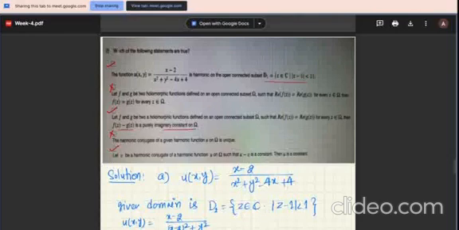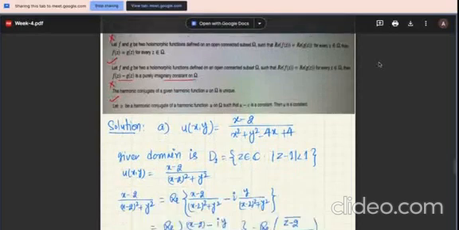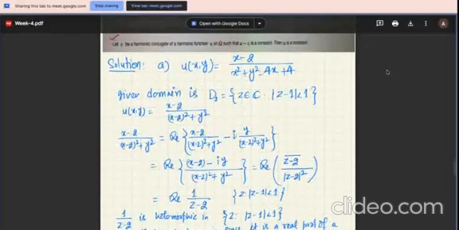So now we will move towards the problem. This is related to harmonic functions. Which of the following statements are true? The function u of x comma y is equal to (x minus 2) upon (x square plus y square minus 4x plus 4) is harmonic on the open connected subset. So we will check whether this is harmonic or not.